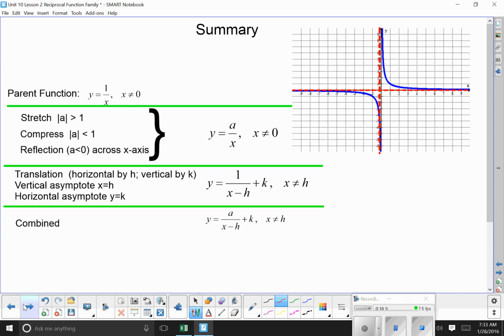In summary, the parent function, y equals 1 over x, x cannot equal 0. You've got your stretches and your compresses and your reflections, and your translations. Notice that this is for a very specific type of rational function, and that's the reciprocal function, 1 over x, or x to the -1. Here's the parent function. You are responsible now for yet another parent function.